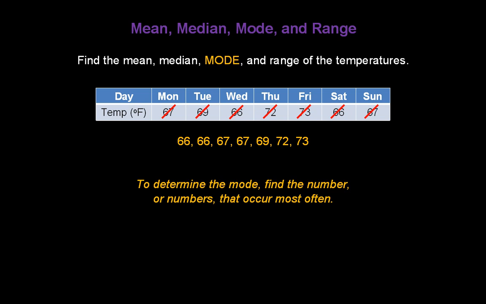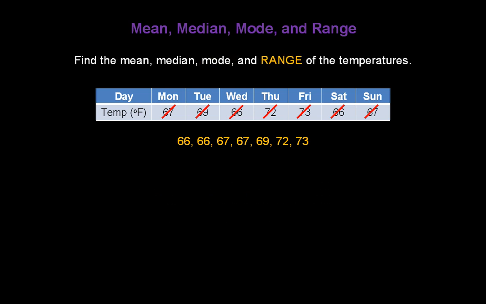Now let's find the mode. To determine the mode, find a number or numbers, there can be more than one, that occur most often. As I look through this list, I see 66 occurs twice, and I also see 67 occurs twice, and that's it. So since both of them occur twice, we're going to have a mode that includes both numbers, 66 and 67 degrees Fahrenheit.